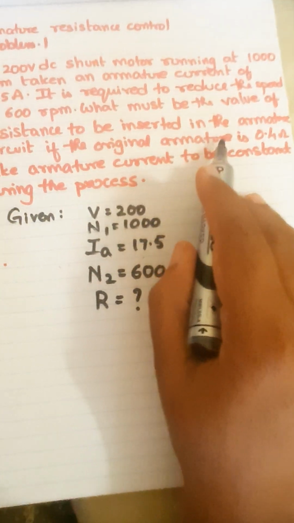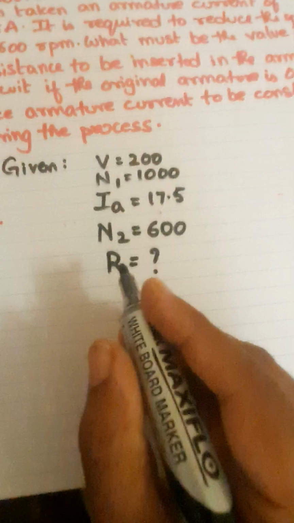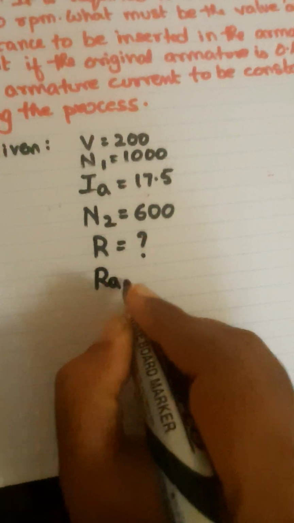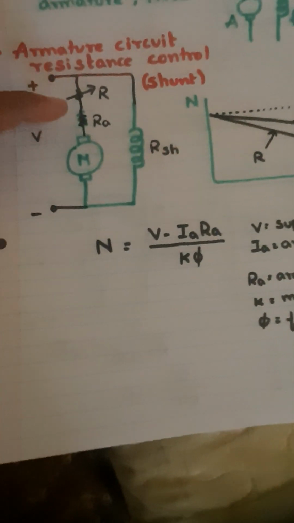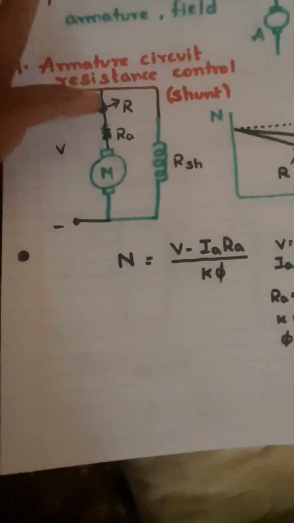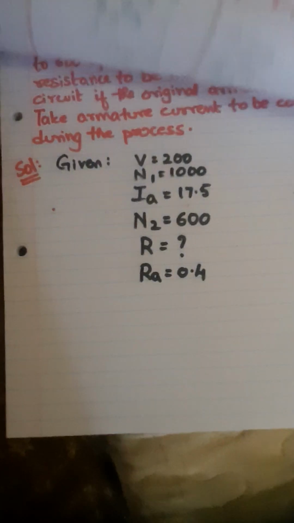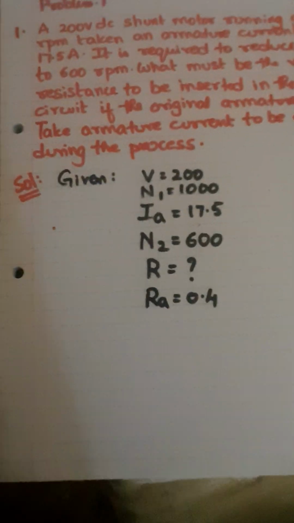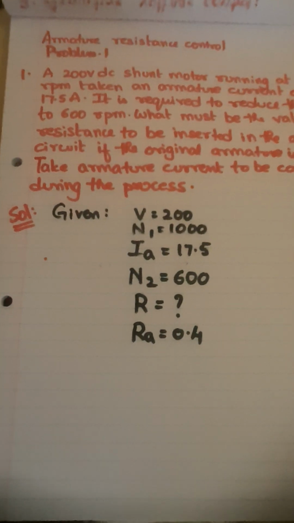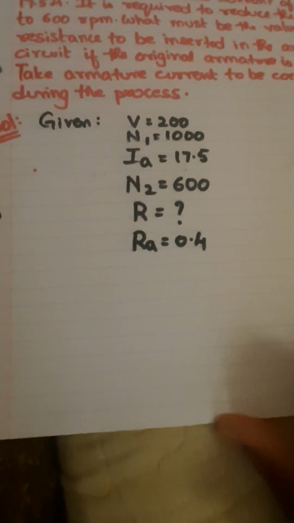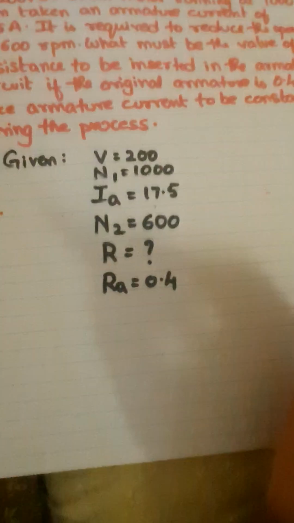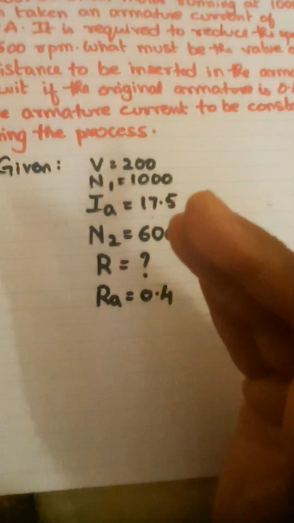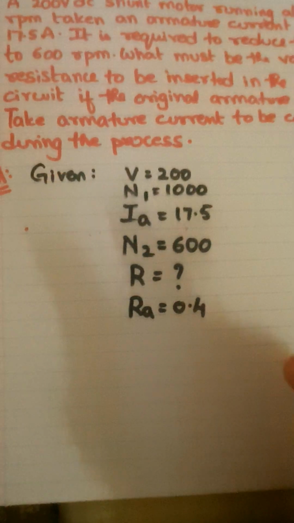If the original armature resistance is 0.4, so the green resistance is 0.4, what is the extra resistance you added? That is the question. So now we want to find the extra resistance we have added to the circuit. Then take armature current to be constant during the process. They are saying armature current is constant. Why are they talking about that?